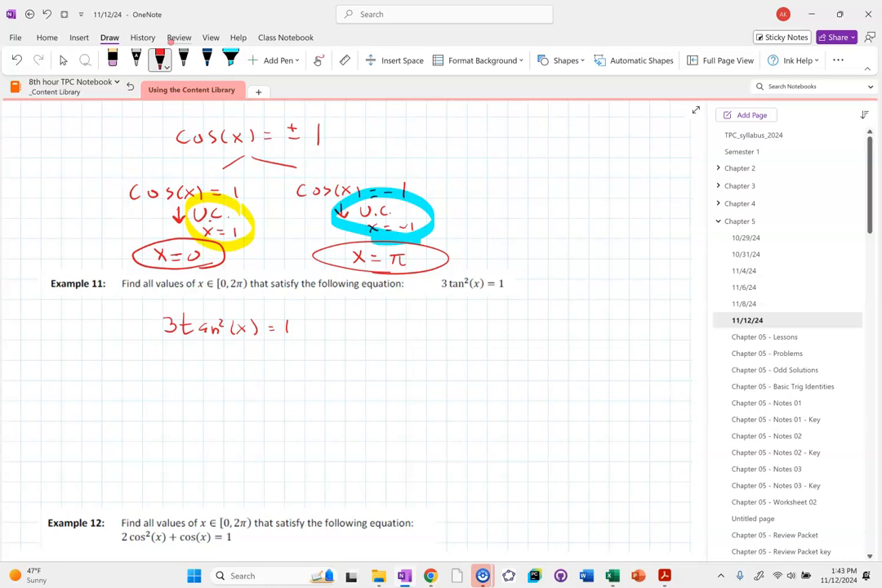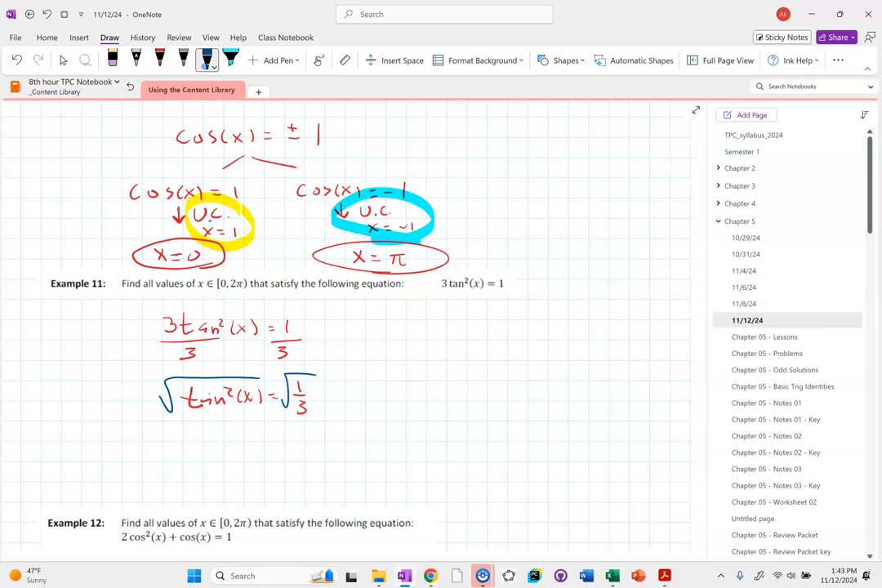Good, I have an exponent and a coefficient. Which one should I get rid of first? The coefficient, that is correct. When we're solving, you follow the reverse order of operations. So you undo adding and subtracting, and then multiplying, dividing, and then exponents. So it's the opposite of simplification. So we'll divide both sides by 3. Then we'll square root both sides.